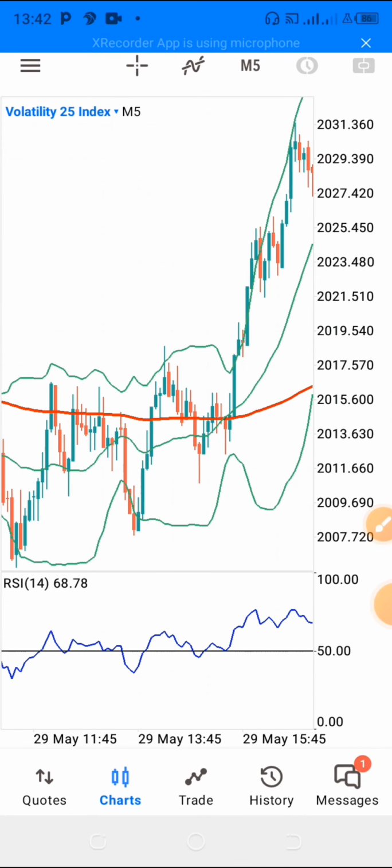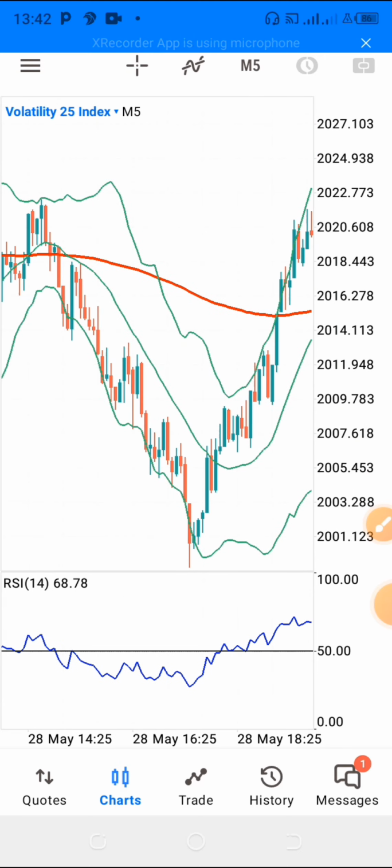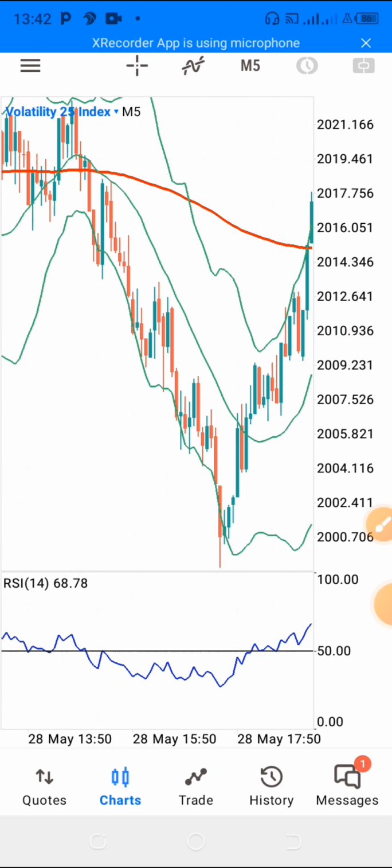So let's talk about how this strategy works. Like what I said, it's a scalping strategy.